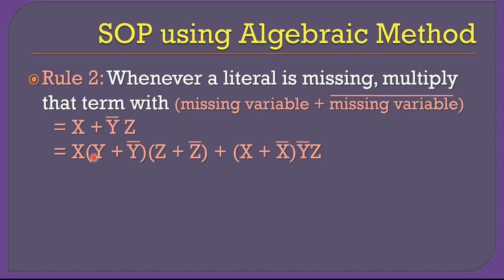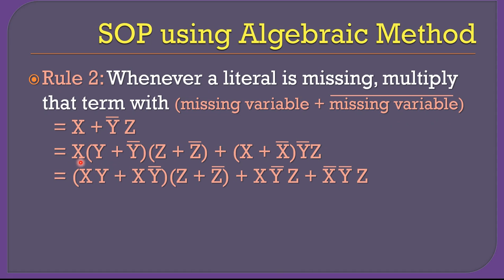So, here what you can do is multiply the term with the missing variables: y + y', and then z + z', that is the first term. The second term has x missing, so you can put x + x' into y'z. This is rule number 2: the missing variable plus the missing variable complement should be multiplied with the term. Now, when you multiply this, you will get x y, x y'. So, this is what you got from this term, and the remaining term you can write as it is, (z + z') plus here you can multiply x with y'z. So, you got x y'z plus x'y'z. So, you are going to get that term.